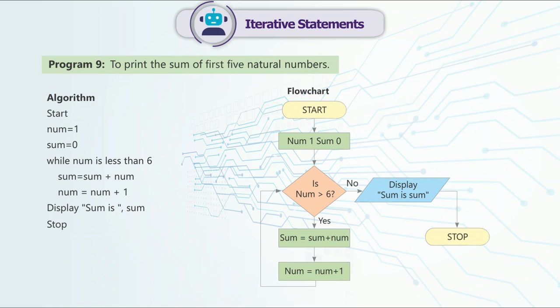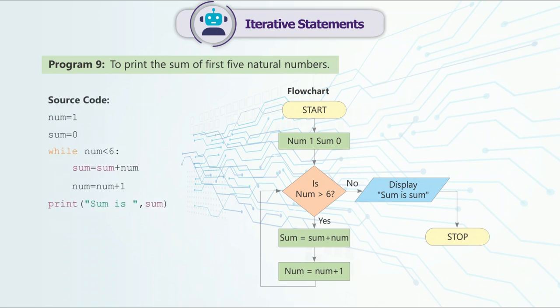Flowchart: Start. Number = 1. Sum = 0. Is number greater than 6? No: display sum is sum, stop. If yes, sum = sum + number. Number = number + 1. Source code.